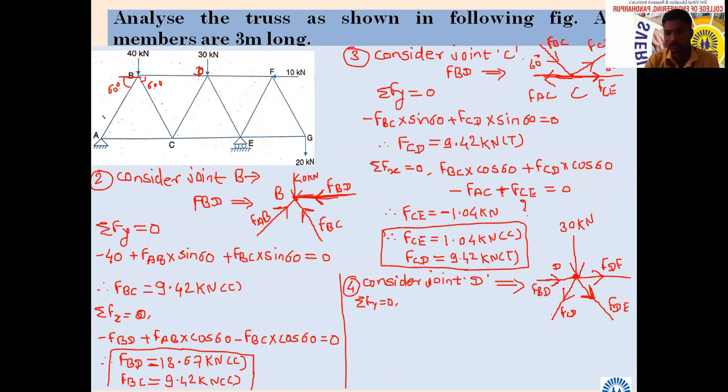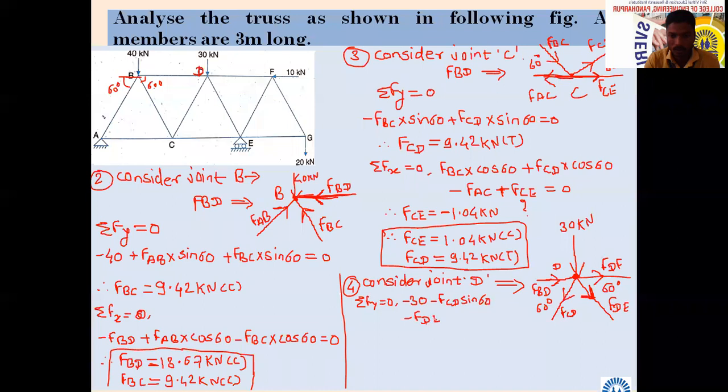All angles are 60 degrees, there is no question about this. Here also 60 degrees. Then minus 30, which is downward. What about FCD? What is the y component of FCD? Minus FCD sin 60. Very good. What about this FDE? Minus FDE sin 60.